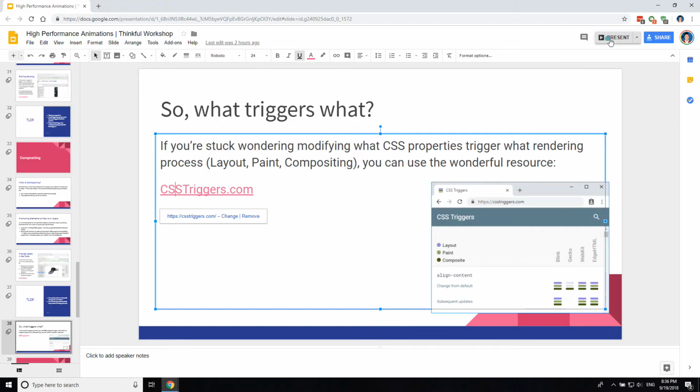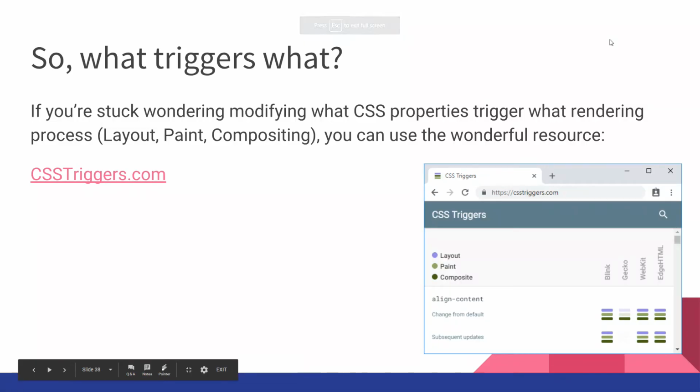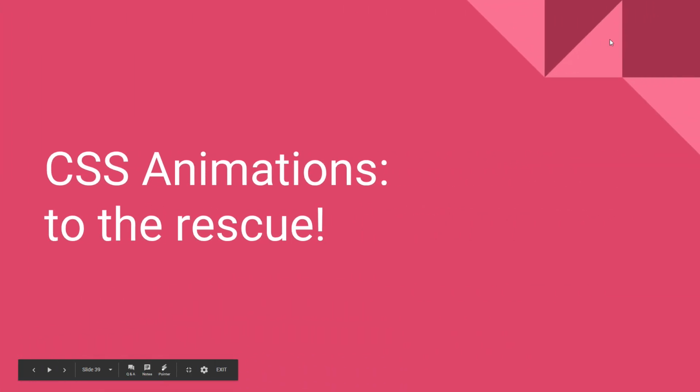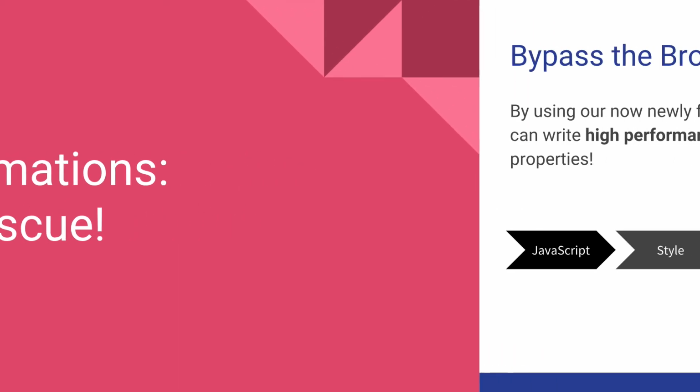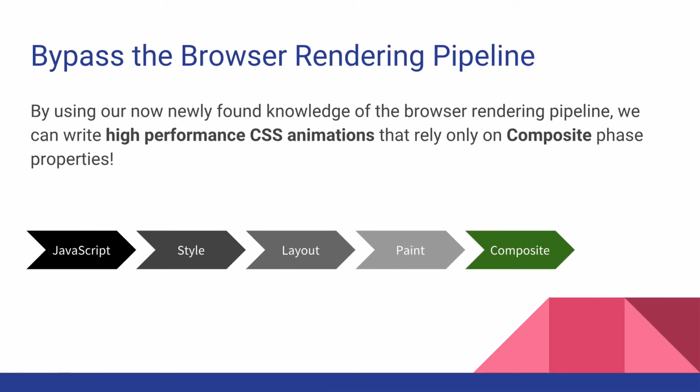Okay, guys? Cool. Now, let's move on. We're pretty close to the end, but here is what we were all waiting for. CSS Animations to the rescue. For those unaware, you can actually write animations with pure CSS. By using our newly found superpowers of understanding how the browser rendering pipeline works, we can write high-performance CSS animations that rely only on the composite phase properties.